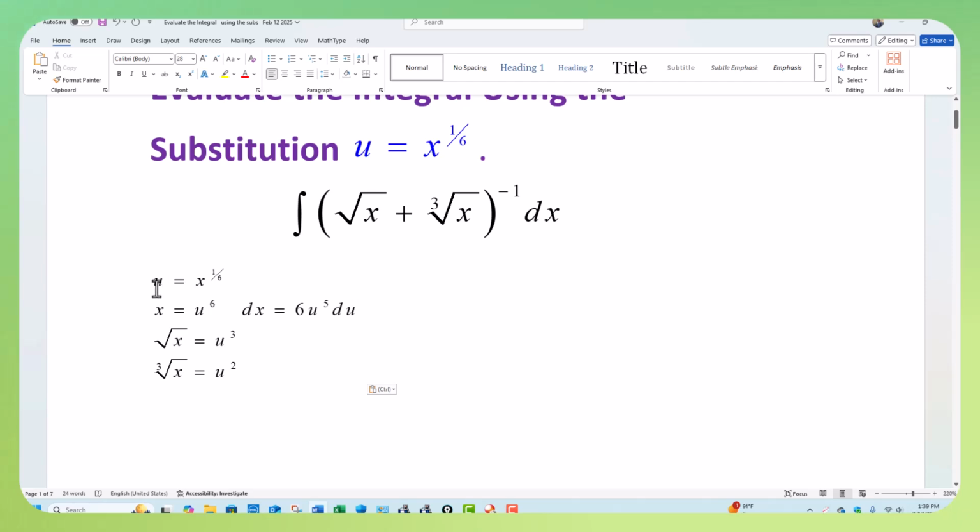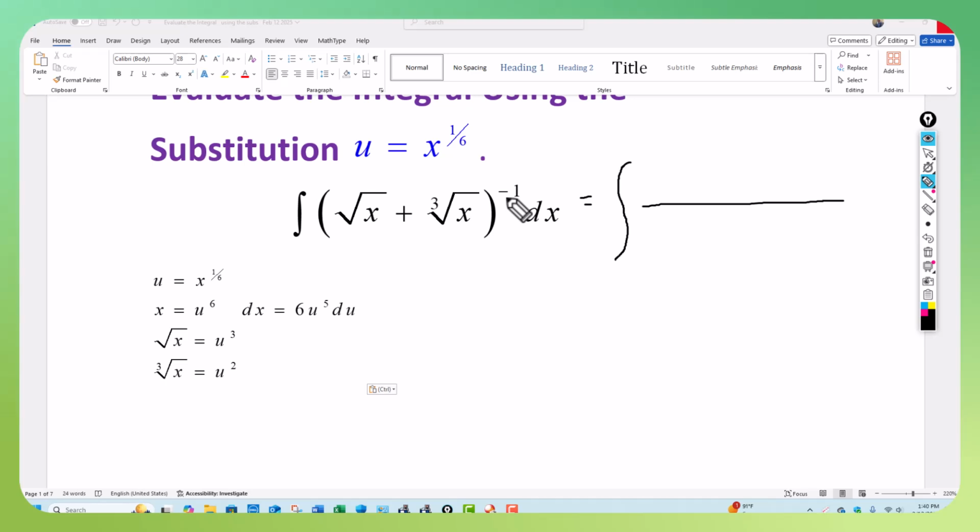Cube both sides of this, I get u to the 3rd is equal to x to the 1/2, or the square root of x. Square both sides, I get u squared. Square the x to the 1/6, I get the cube root of x. So this is what I'm going to substitute into this integral here. Now this has a power of -1, so I'm just going to take this to the denominator. This can be written as dx on top, and then square root of x plus the cube root of x in the bottom.